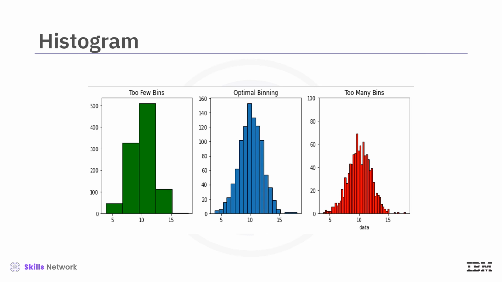By comparing these histograms, you can observe how the choice of binning affects the representation of the data distribution and results in a misleading representation of the data. Selecting too few or too many bins can oversimplify or overcomplicate the distribution, respectively.